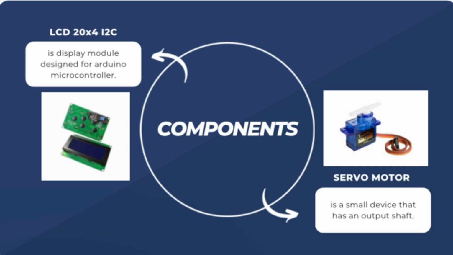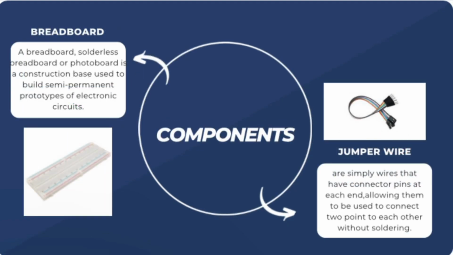The fourth one is servo motor. It is a small device, used as a gate in my Arduino project. Fifth is a breadboard. It is a construction base used to build semi-permanent prototypes of electronic circuit. Lastly is jumper wire, a simple wire that has connector pins at each end.